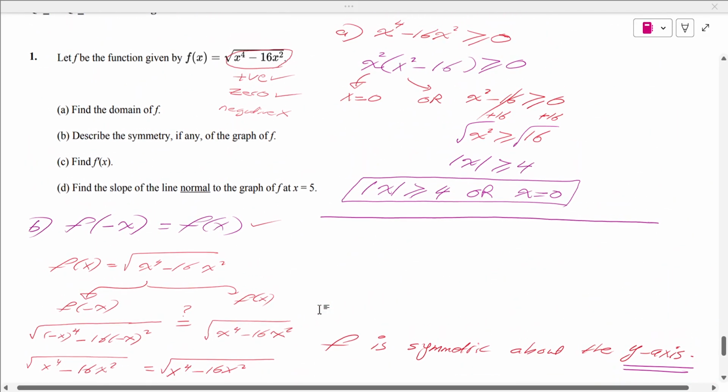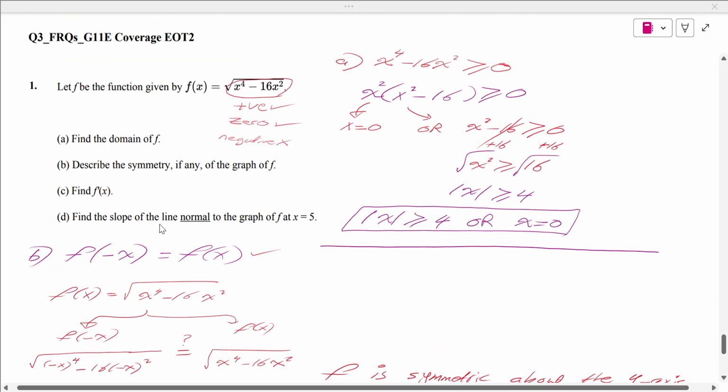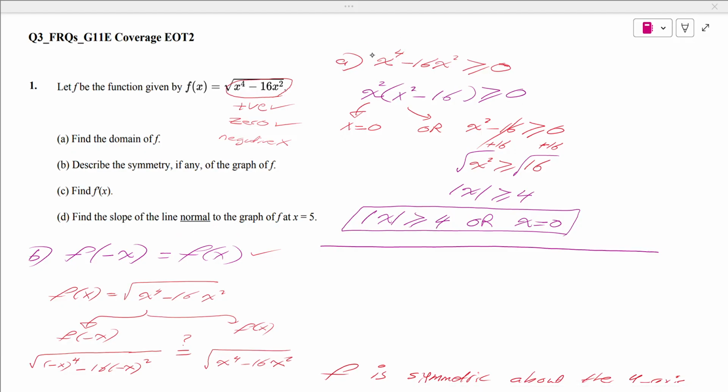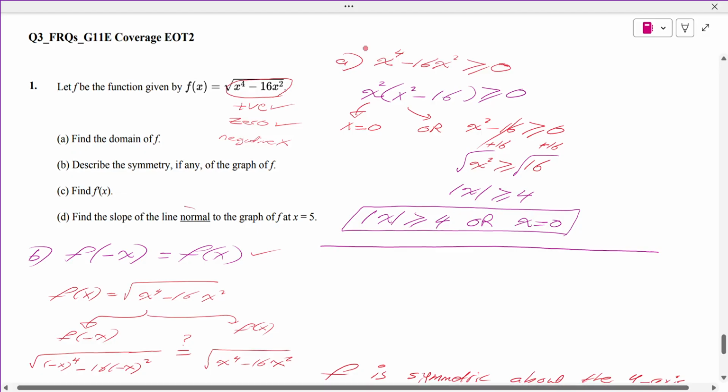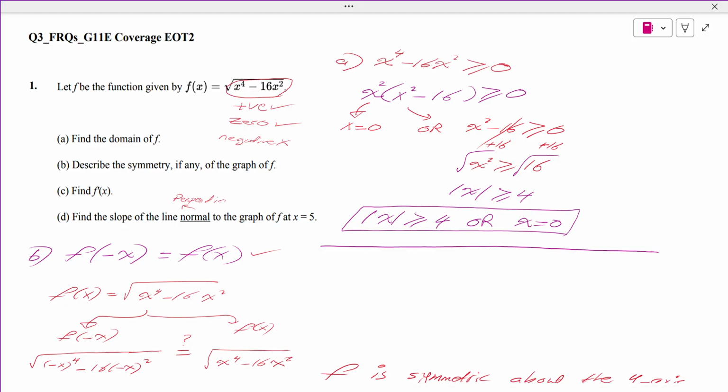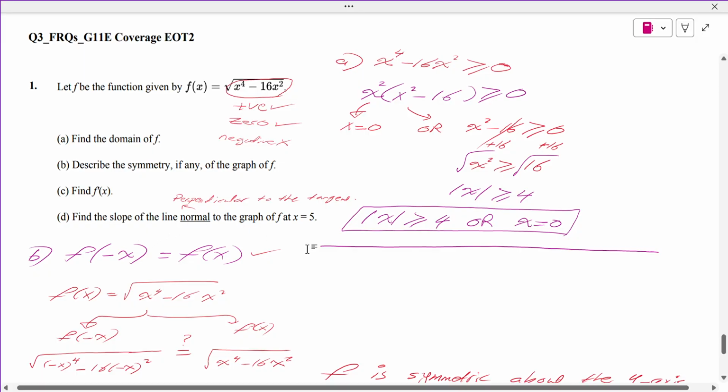So what about part D? It says find the slope of the line normal to the graph of f at x equals 5. Normal line, it is perpendicular to the tangent. So we know the tangent line. This normal line is perpendicular to the tangent. Okay? So let's find the slope of the tangent line at x equals 5, and then we can easily find the slope of the normal line.